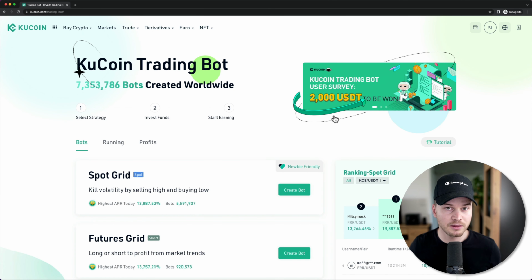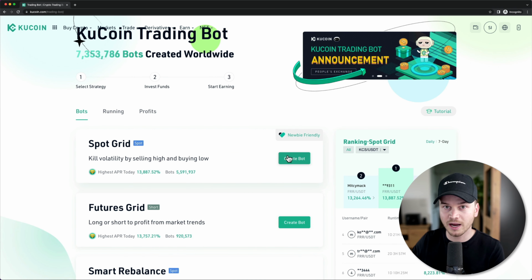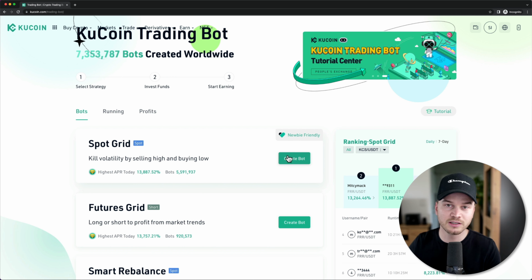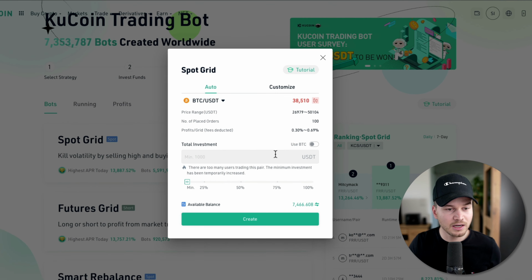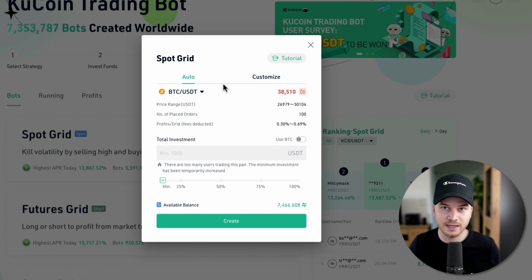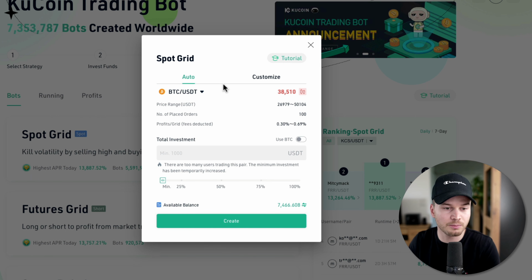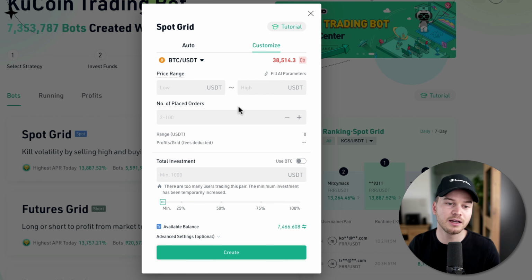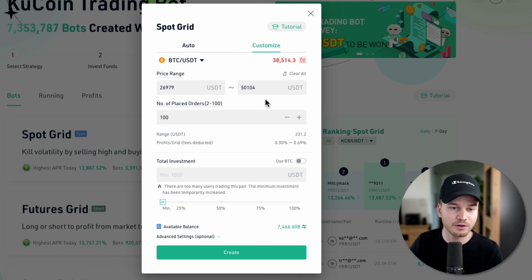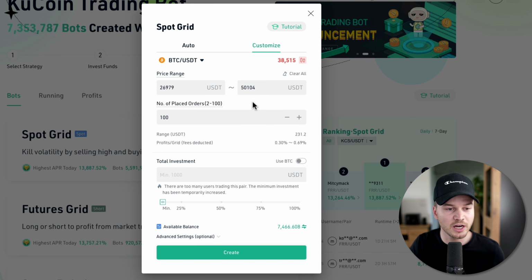So let's look at some of these bots. So we're going to go to spot grid bot first, which again tries to buy low and sell high. And basically makes some profit through the volatility of the market. So here, let's click on create bot. And then you can see we are on the auto tab, which basically means that KuCoin will just set all the parameters for you. You can also go to customize right here and then just type in the parameters that you want the bot to use. You can also click on fill AI parameters, and then it will just take the parameters of the auto function, but you can still change them right here.